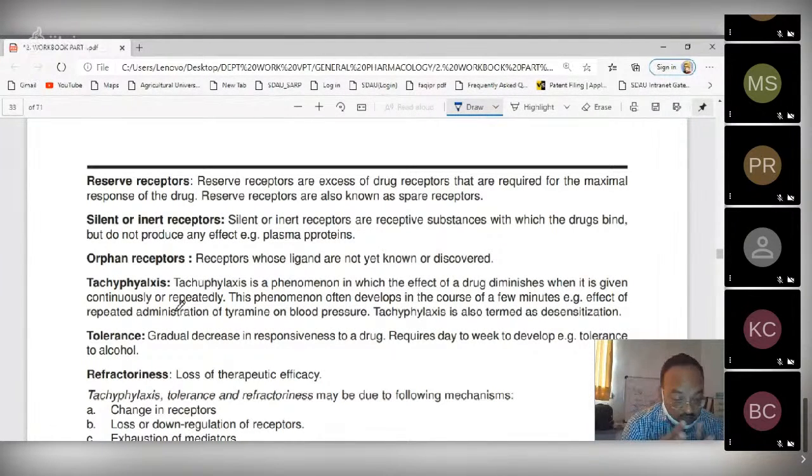Say, for example, tolerance to alcohol. If you take 10 ml of alcohol today, tomorrow you will need 20 ml. On the next day, you will need 40 ml. On the next day, you will need 50 ml. So that is known as tolerance.